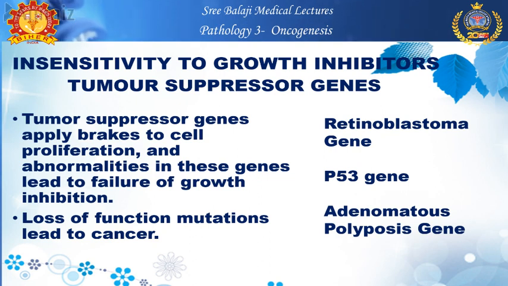These are the retinoblastoma gene. This was the first tumor suppressor gene which was found in a patient with retinoblastoma. It is the tumor of the retina in small children. And second is the P53 gene, which is the guardian of the genome or the molecular policeman of the cell. And then you have the adenomatous polyposis gene. The loss of function mutations leads to cancer. In proto-oncogene, it was gain of function. In tumor suppressor genes, it's a loss of function.